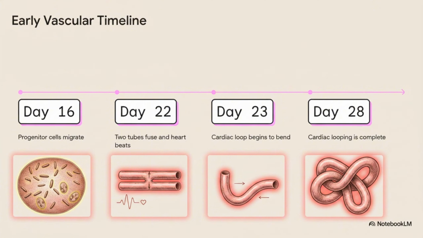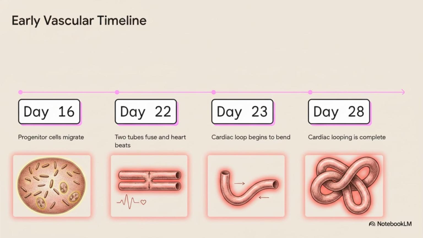Let's rewind the clock all the way back to the middle of the 3rd week of gestation. At this point, the growing embryo is getting too big to survive by simple diffusion alone. It desperately needs a dedicated delivery system. Taking a bird's-eye view of the early timeline, the milestones happen incredibly fast.